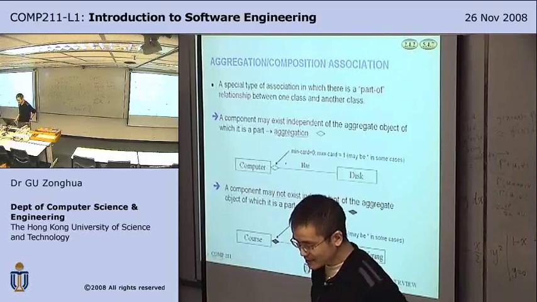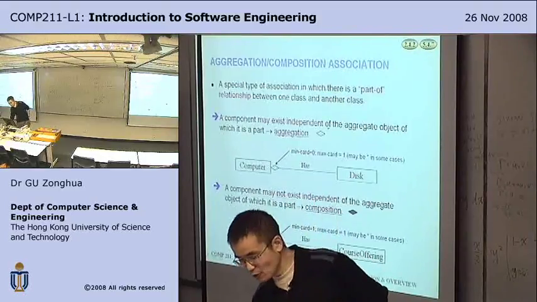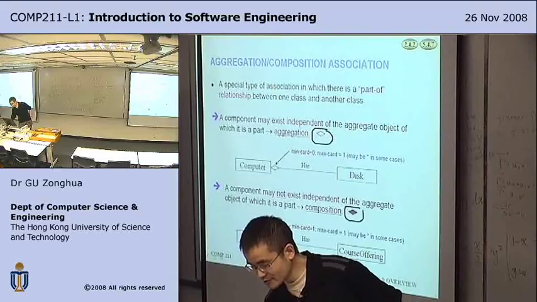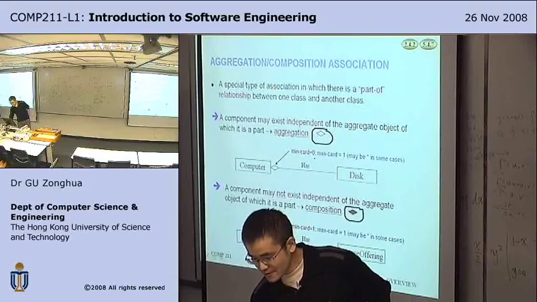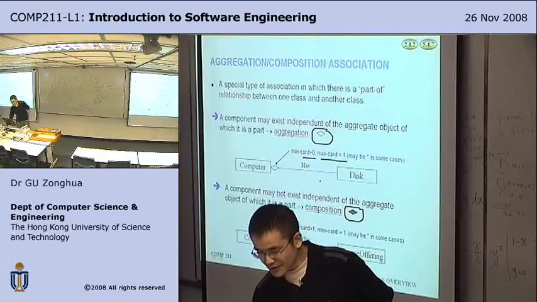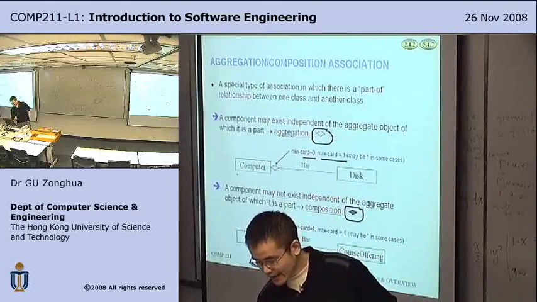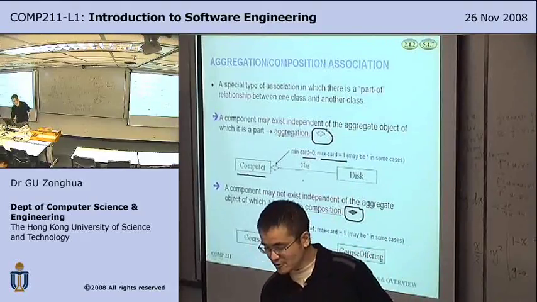So, aggregation and composition. Aggregation is this open shape. Composition is this closed dark shape. If the min cardinality is 0 and the max cardinality is 1 or star, then it's aggregation. It means that a computer can have 0 or more disks.